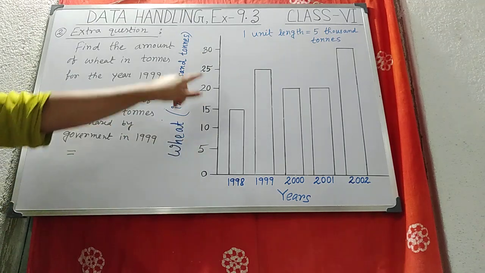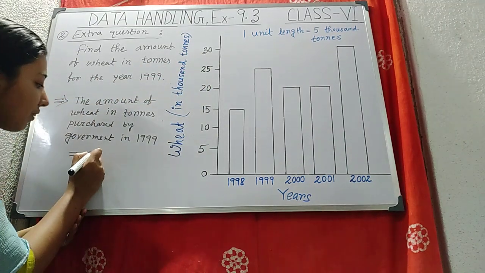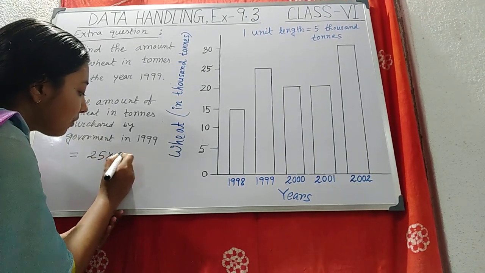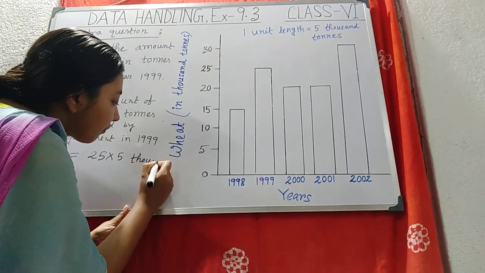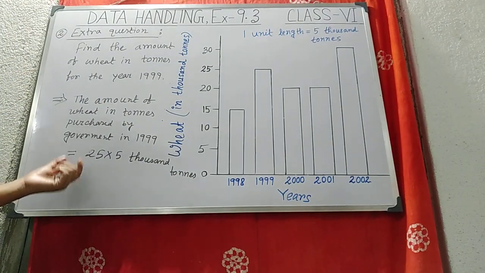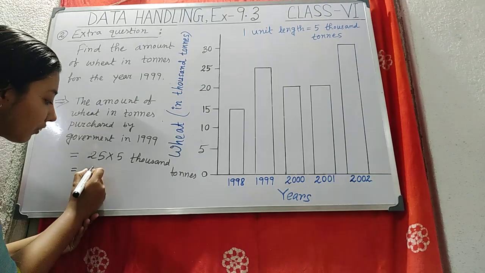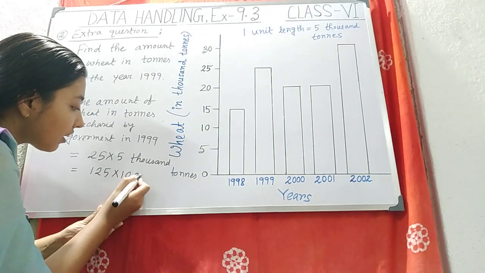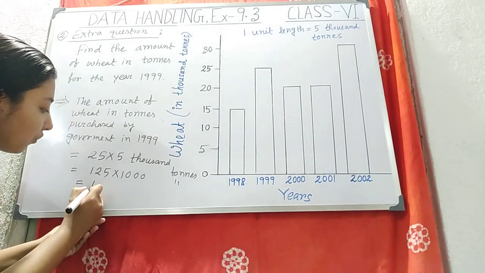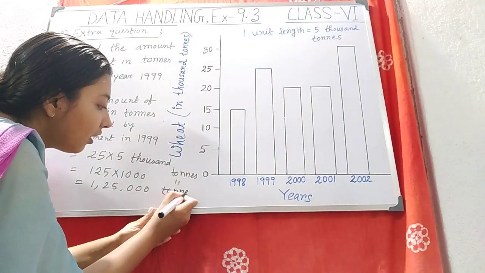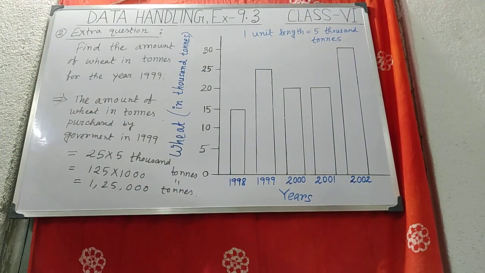1 unit, but here 25 units. So 25 will be multiplied by 5000 tons. So 25 into 5000 tons. So 25 5s are 125, so 125,000 tons, means 125 thousand tons. So 1,25,000 tons will be our answer. So in this way we can find the amount in tons also.